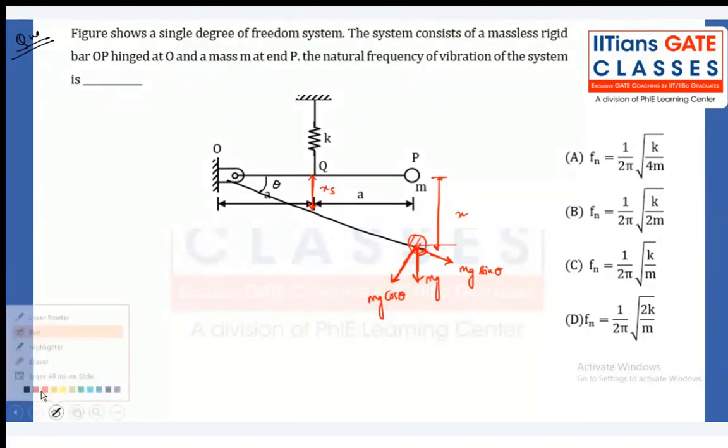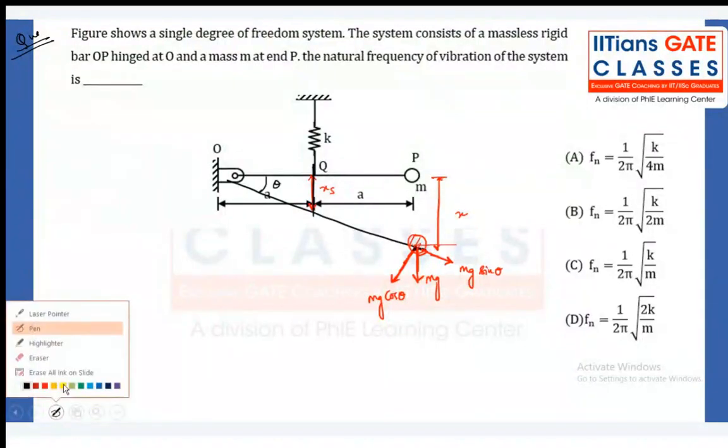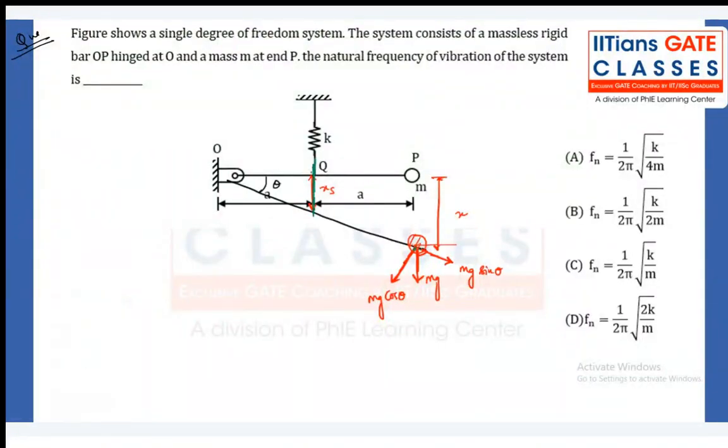Further, what are all the forces that will be acting? There is a spring force acting in the system. Let me represent it with a different color. I'm representing the spring force. In total, how many spring forces will there be? Two spring forces. The total spring force is k times (x plus delta static), because the moment you attach the mass, a certain amount of static deflection will be there.